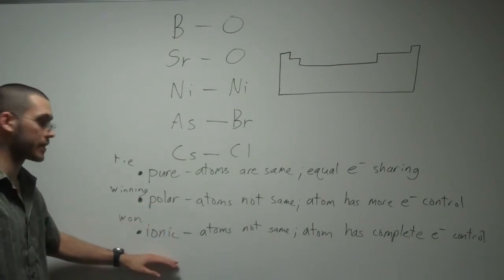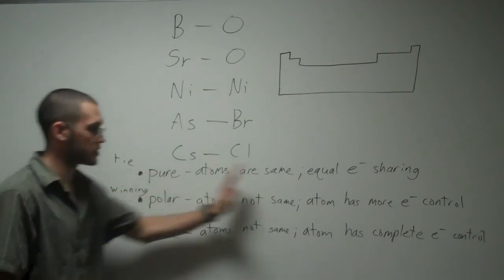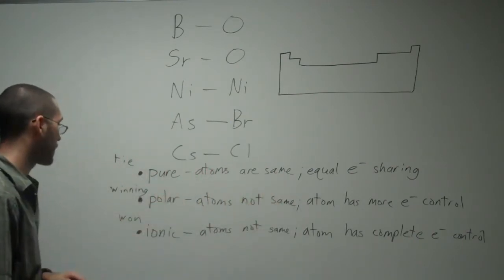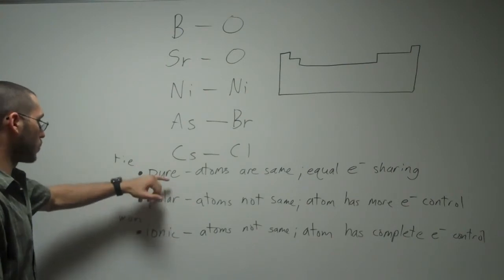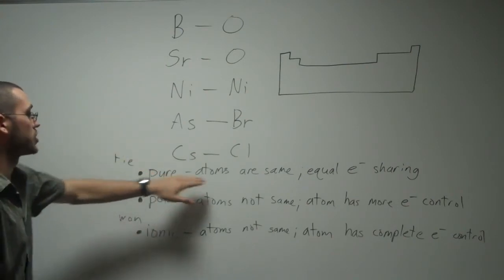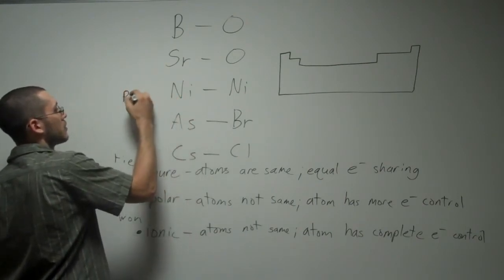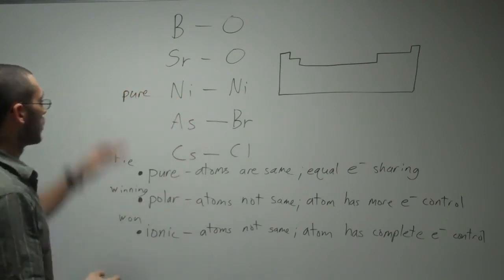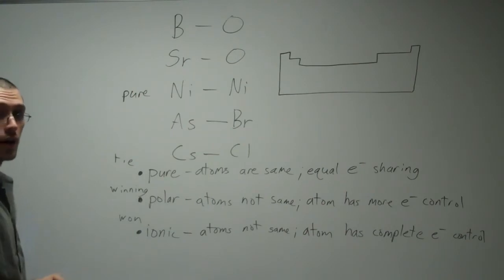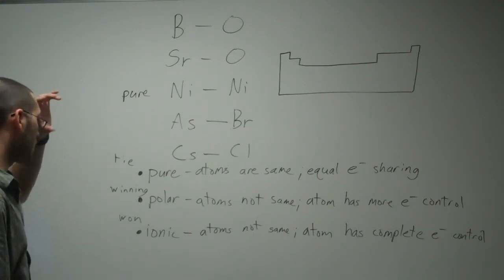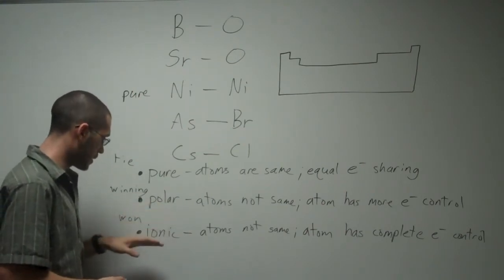Okay, let's also get a little more descriptive on polar and ionic. How can we further identify these two? This is more than just definition. It's easy for pure. We just have to find where the atoms are the same. That would be up here, nickel, nickel. Boom, pure. We don't see that with any of the other bond types. So we have to look further into it.